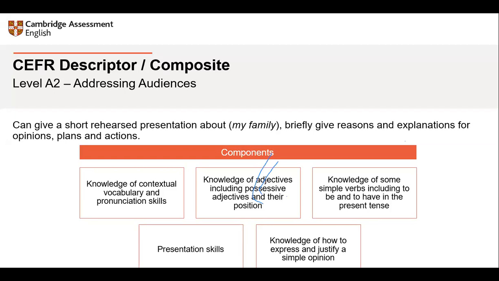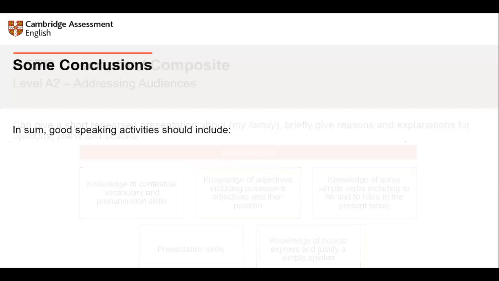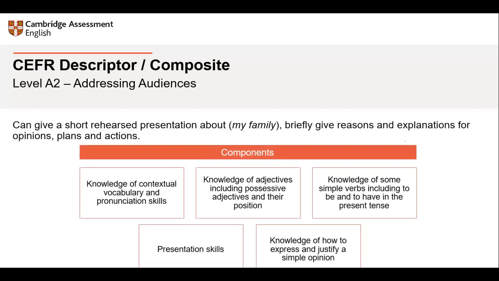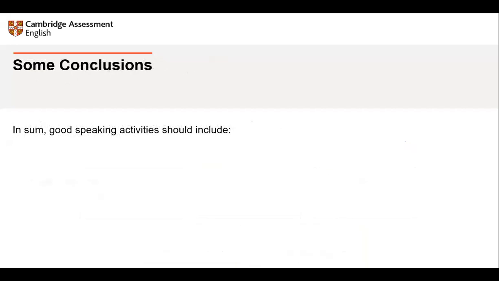So for each descriptor, we need this that we call composite of competencies that we need to develop in order for the student to be able to do this task of giving a presentation about a family with reasons, explanations, opinions, plans, and actions, etc. So when you're talking about speaking, we have to consider that for us to be able to help the students to achieve this, we need to provide enough preparation time.